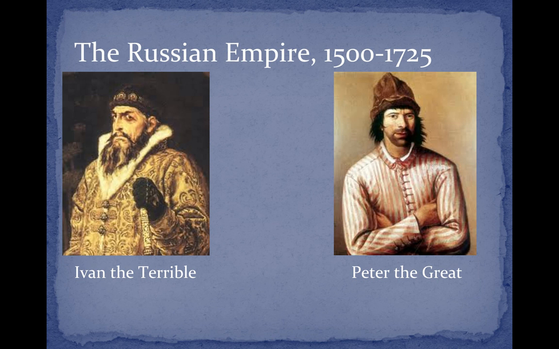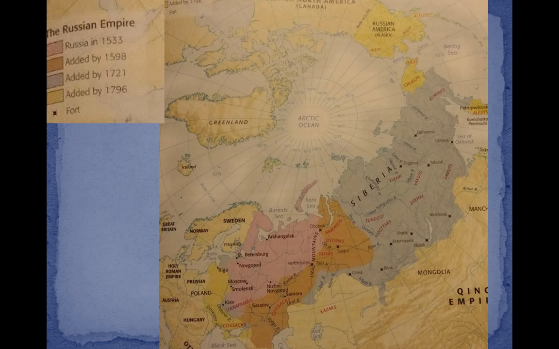Switching gears totally, and talking about the Russian Empire. So, two people we'll be discussing include Ivan the Terrible and Peter the Great. So, take a look at the Russian Empire. We've got Russia in 1533, and then slowly going on, added by 1721. But then look here, added by 1796, we have this region, and then going back up through here.